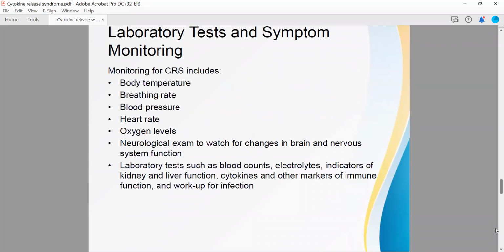So, laboratory tests and symptom monitoring. How are we going to monitor, how can it be identified? As we have seen the clinical symptoms, we have to monitor body temperature, respiratory rate, blood pressure, heart rate, oxygen levels, and neurological exam to watch for changes in brain and nervous system function. Laboratory tests such as blood counts, electrolytes, indicators of kidney and liver functions, cytokines, and other markers of immune function, and workup for infection.